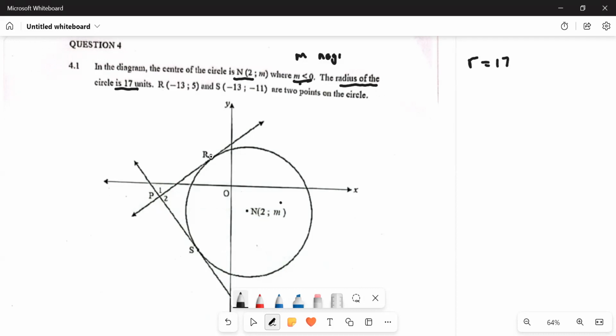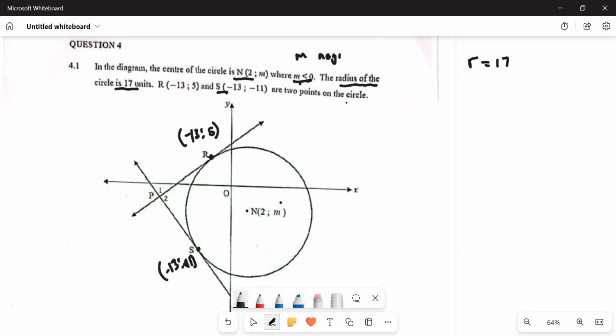They give us the coordinates of R. We go and check R. What is R? They say R is going to be equal to minus 13, which goes with what? With 5. I'm writing it down. It's not as if I'm coming up with these things. They are there. What else do they give me? S. What is S? It's negative 13, which goes with what? With negative 11. Okay, I'm writing this down.